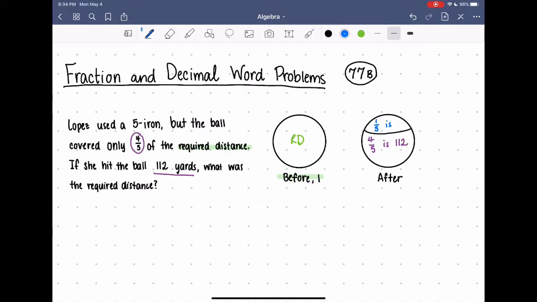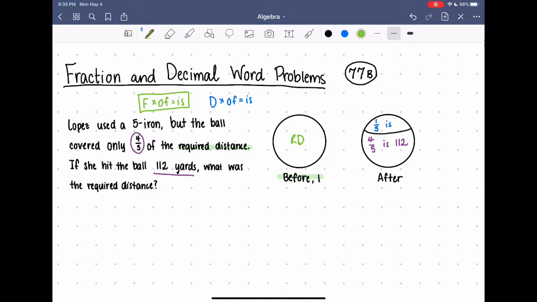So I'm going to use what I do know to solve for that thing that I don't know. And to do that, I'm going to use one of the two equations that we learned in the beginning of the year. So we know fraction times of equals is, and we also know decimal times of equals is. And in this word problem, we're going to need the fraction one because we're working with a fraction. 4/5 of the total required distance is a fraction. So I'm going to plug what I know into this equation.